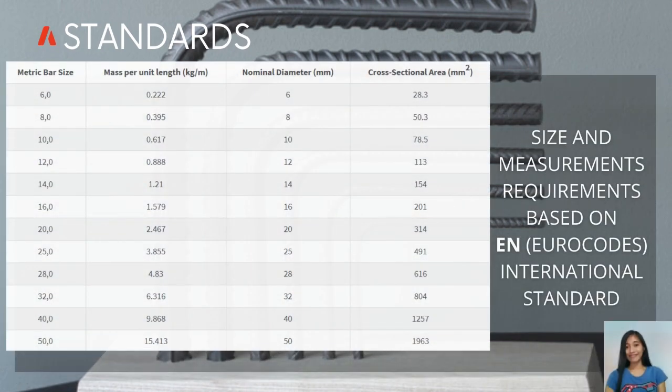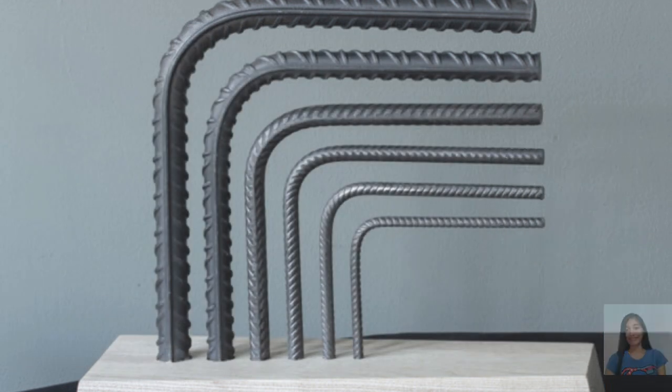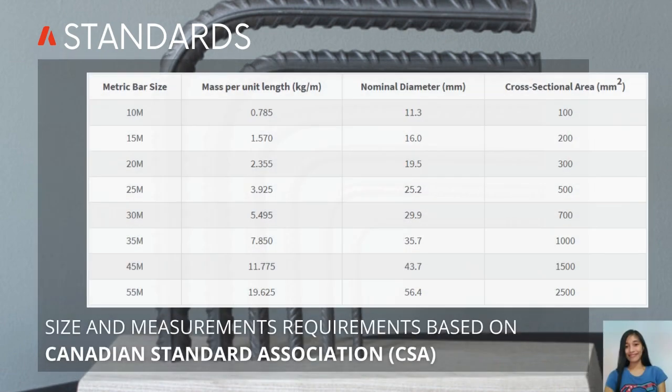Now shown here in the next slide is the European Standard of size and measurement requirements of rebars. We can see on European standards, it is measured based on their cross-sectional instead of their nominal area. And here is the Canadian rebar size and dimension standards.